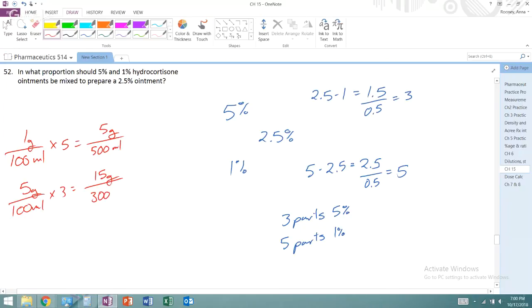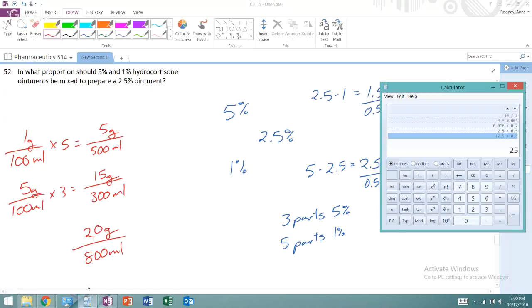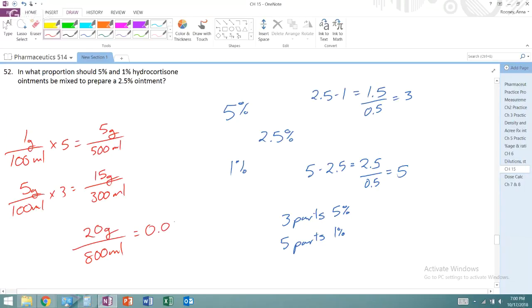So then you would have 300 milliliters. Now you need to add these two together. So you find that it's 20 grams, because it's 5 plus 15, over 800 mLs. So 20 divided by 800, and you find that that is 0.025, which is 2.5%. So it does work. So if you ever get stumped and you think you're not adding the right amounts, this is a way to double check it.